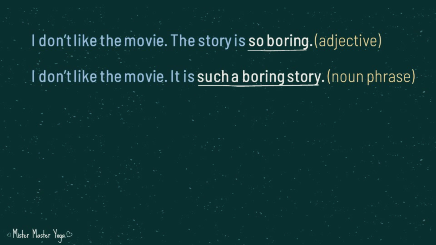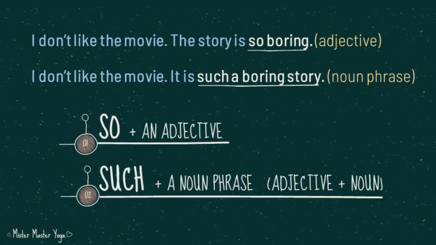Right. So, from the two sentences, we can conclude that we use so with an adjective and we use such with a noun phrase. What is a noun phrase? A noun phrase is a combination of adjective plus noun. That's a noun phrase. Let's see some examples.